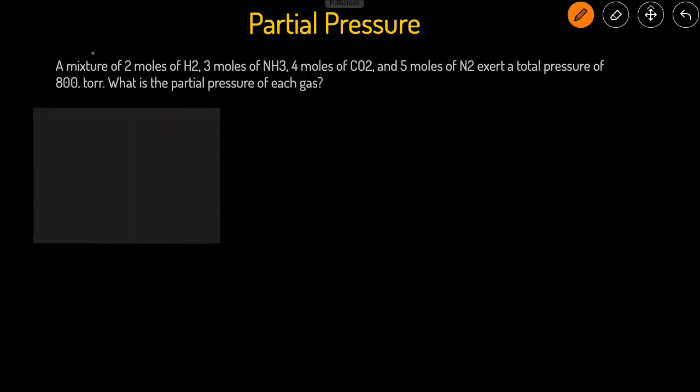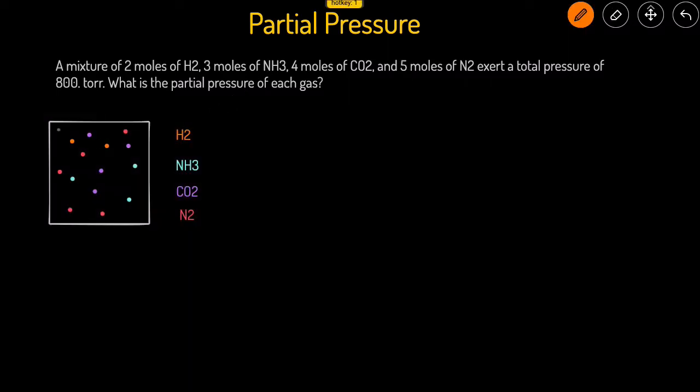In this next problem, we're given that a mixture of 2 moles of H2, 3 moles of NH3, 4 moles of CO2, and 5 moles of N2 exerts a total pressure of 800 torr. What is the partial pressure of each of the gases? So in this case, we're given the total pressure of the mixture and the moles of each of the gases, and we have to determine the pressure of each of the individual gases. I drew a picture out. We have a container with a mixture of different gases. Each of the dots represents the moles.